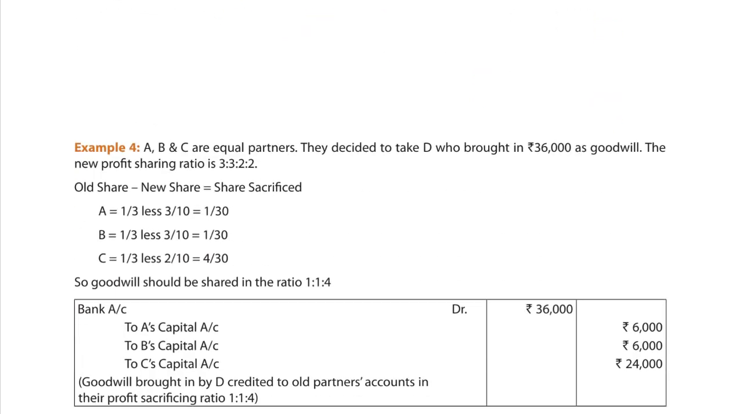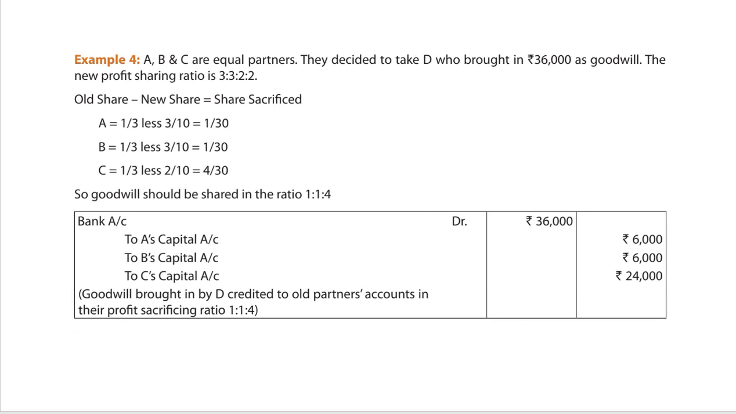Example 4. A, B and C are equal partners. They decide to take D, who brought 36,000 as goodwill. The new profit sharing ratio is 3:3:2:2. So A, B and C were equal partners, 1:1:1, the old profit sharing ratio. The new profit sharing ratio is 3:3:2:2.